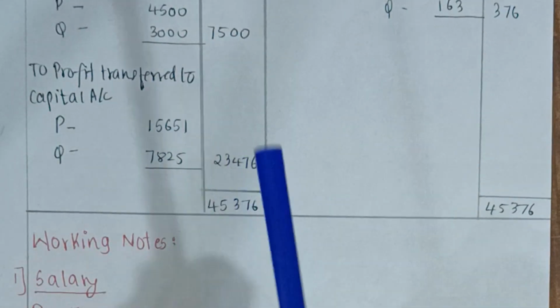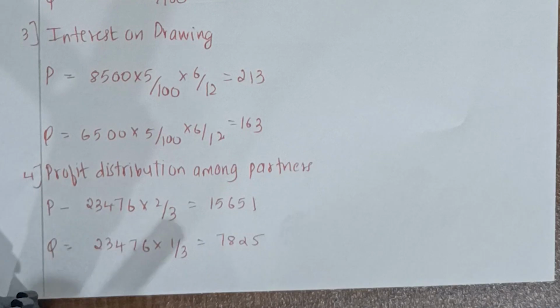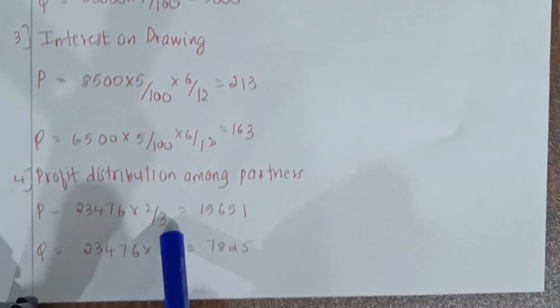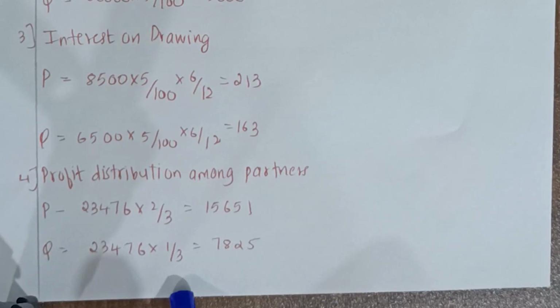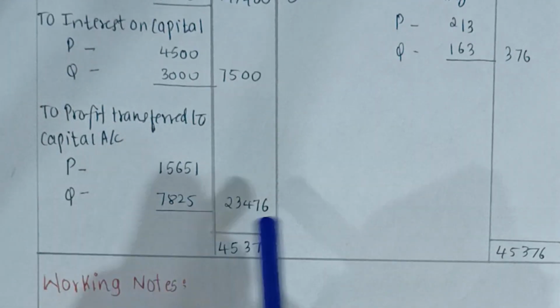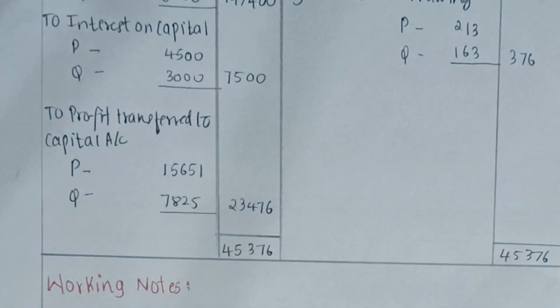This amount has to be distributed according to the ratio, which is 2:1. When the ratio is 2:1, first you add it: 2 plus 1 comes to 3. So the share of P will be 2/3 and Q will be 1/3. I have shown you all the calculations. This 23,476, the balancing figure, we multiply by 2 by 3, which gives us 15,651. Similarly for Q, 23,476 into 1 by 3 gives us 7,825. These two amounts we write in the inner column and add up, and we have to get 23,476. Whenever you add these amounts, you have to get 23,476.